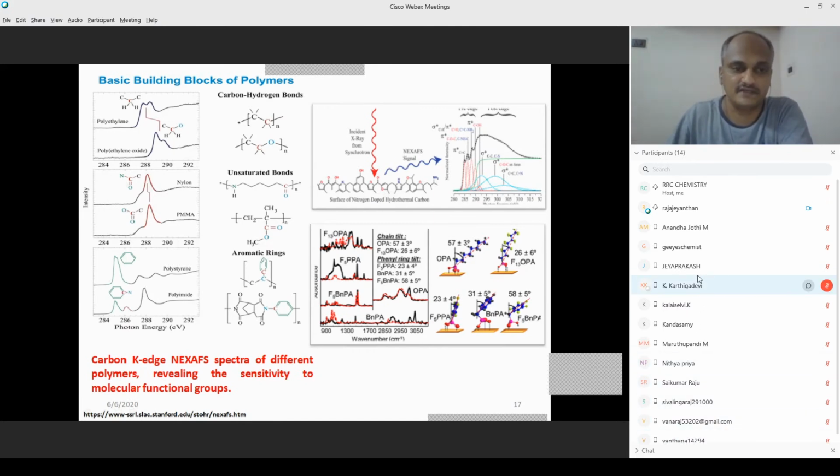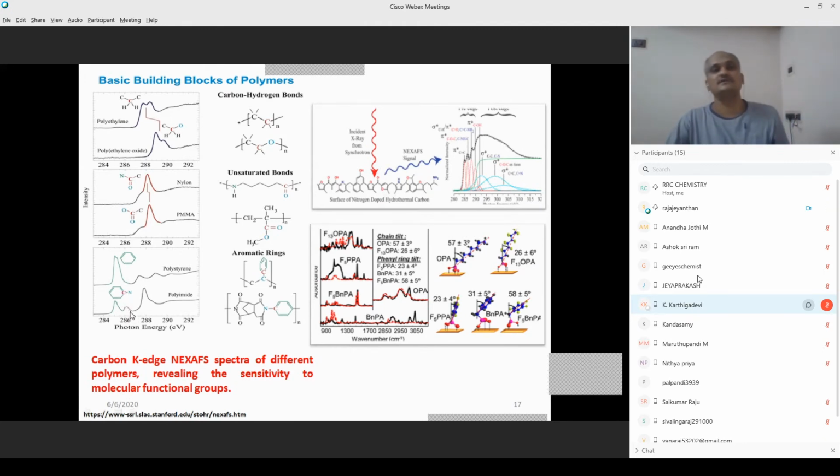by using this technique. The next one, which is very interesting, is polystyrene and polyimide. In polystyrene, the carbon is bonded to hydrogen. In polyimide, the carbon is bonded to nitrogen. This gives a very characteristic peak at 286, which corresponds to the excitation of the carbon-nitrogen bond electrons. So you will have a new peak at around 286 eV. In this way, the building blocks of the polymers can be clearly understood.